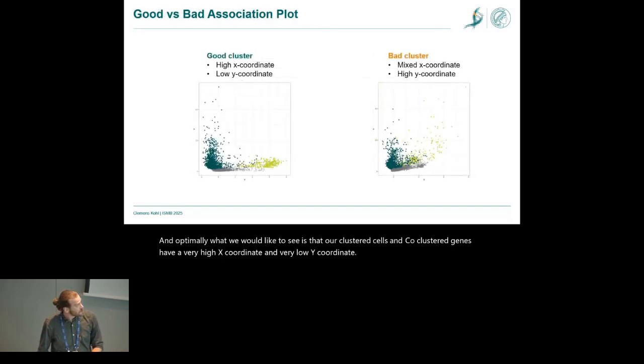You can see here, on the left I have a so-called good cluster with a good separation of the co-clustered cells, with a high x-coordinate and low y-coordinate, whereas on the right, the clustered cells have a much higher dispersion along the y-coordinate.